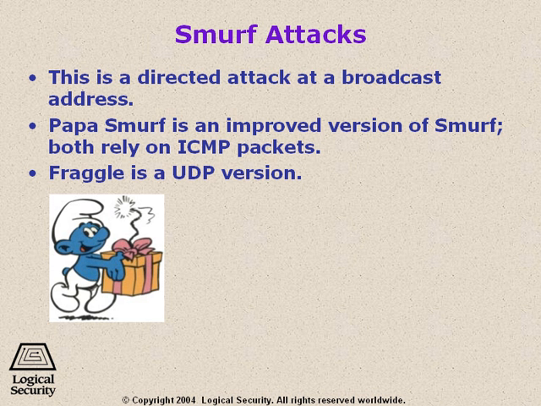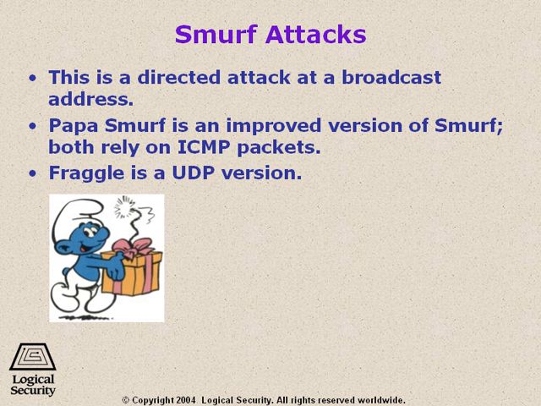All these amplifying machines respond, but they respond not to the hacker, but to the target machine that the hacker originally wanted, because he spoofed his address as the intended target's address. So these machines think they're replying to the person that sent it to them, but in reality they're replying to the target. And if enough of these machines reply at once, they can overwhelm the target.